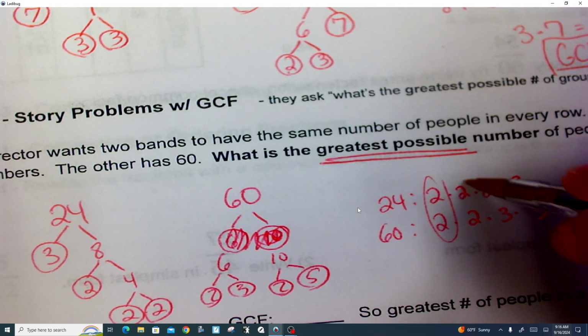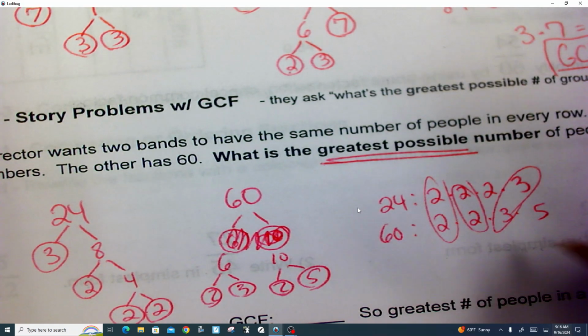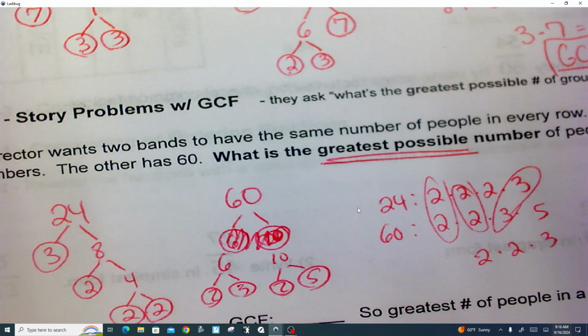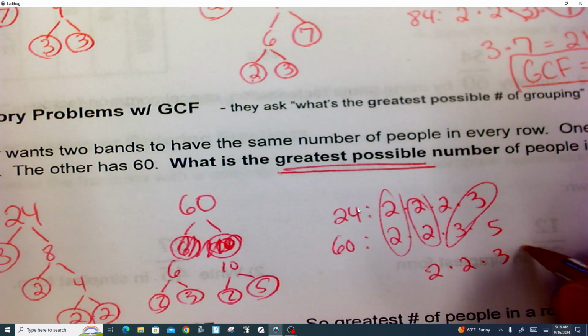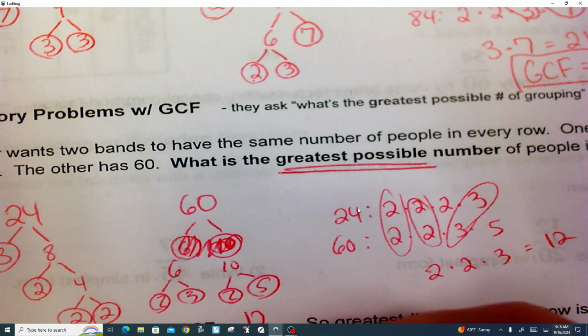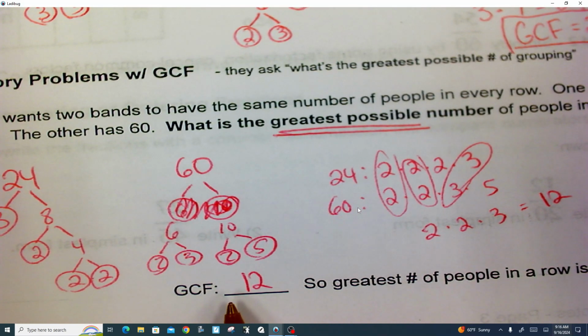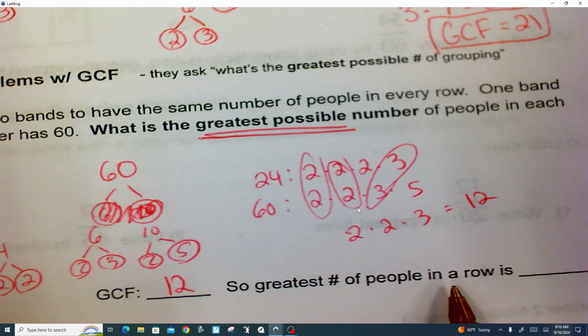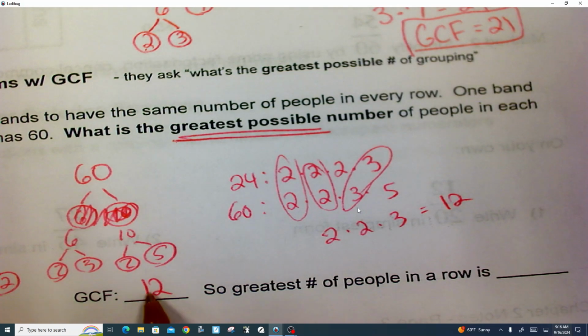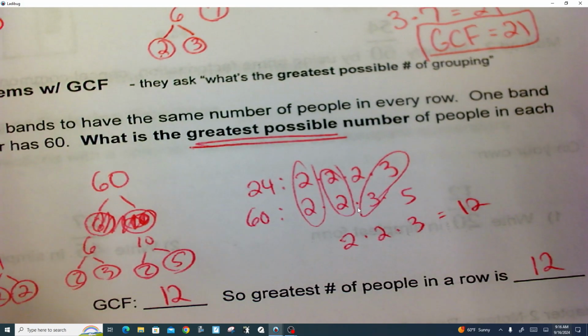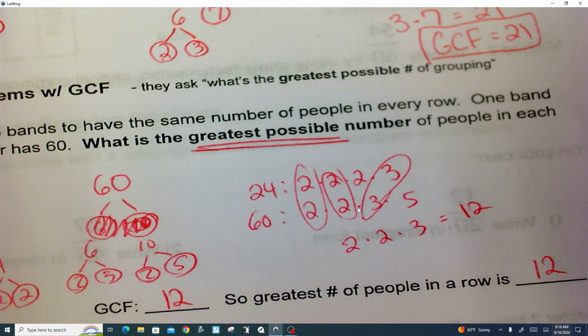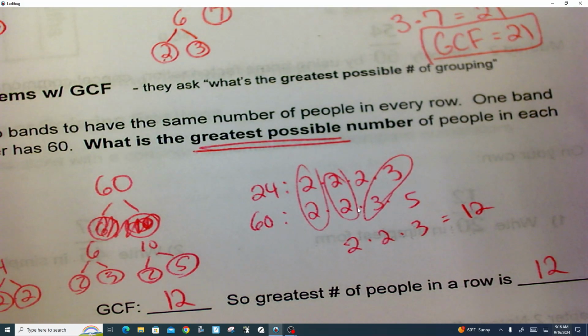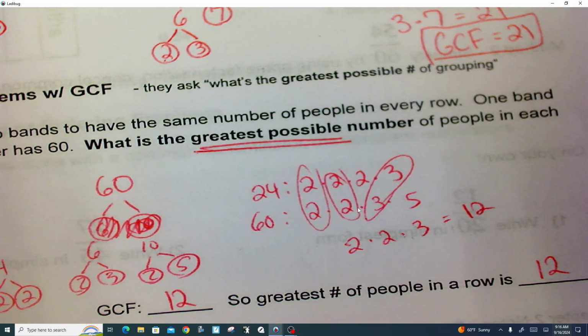And again, we just go through and we find our common numbers. Guys, what's 2 times 2 times 3? 12. So your GCF is 12. So what's this one? The greatest number of people in a row is what? What's our GCF? 12. So if they wanted the marching bands to be the same width on the parade route, they'd say we need 12 in each row. That's your biggest one. If it's anything bigger than that, then you're going to have different sizes. But we can get everybody nice even rows of 12. And that's what's happening there. And that's the end of the lesson.